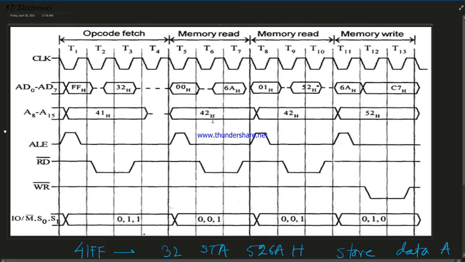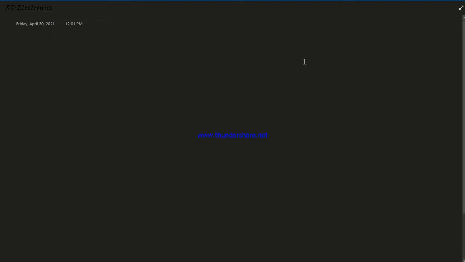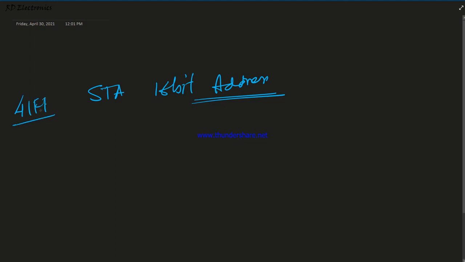Today we discuss the machine cycle of the STA instruction. The format of the STA instruction is STA followed by a 16-bit address. Here we mention the 16-bit address. So our location is starting from 41FF. Just consider it, we are starting from the 41FF location.